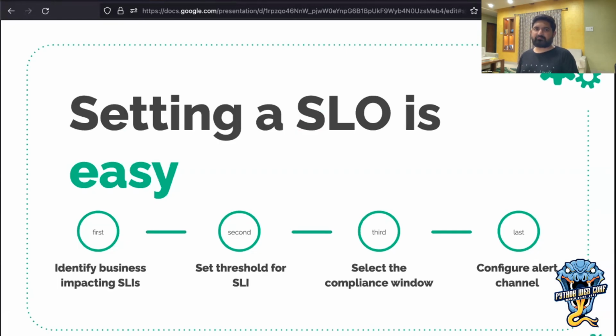So how do you set an SLO? Setting an SLO is very easy. You first identify the business-impacting SLI, then you set a threshold for that SLI, then you select a compliance window and compliance target, and then you configure the alert channel. So whenever your SLO is under threat or breaking, you will receive an alert, and you can take a stab at addressing or solving the problem. Going ahead, I will walk you through an example of setting an SLO, and then we will, at a very high level, discuss how this all comes together to help you measure the reliability of your system.